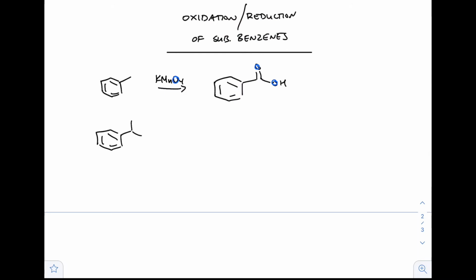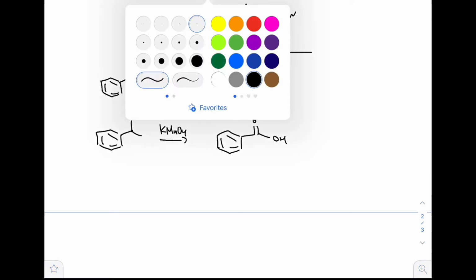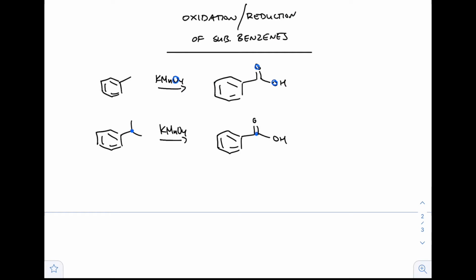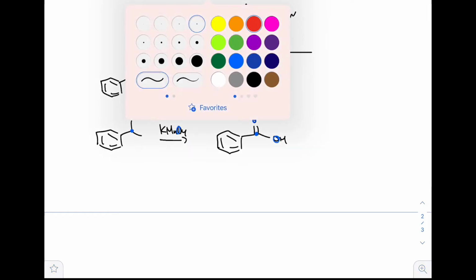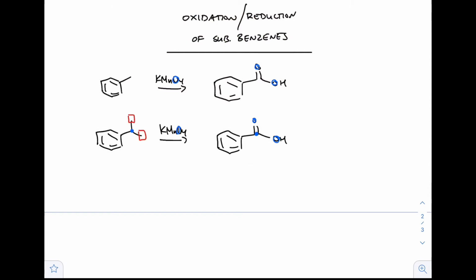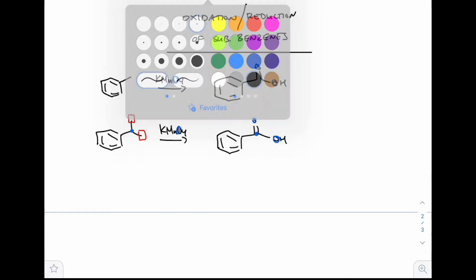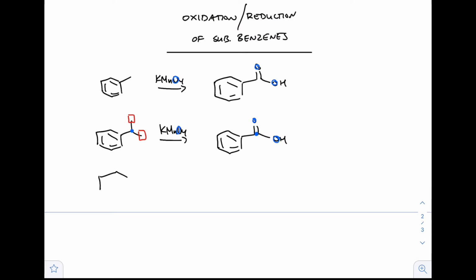Okay, and let's see, we've got isopropylbenzene. We'll hit that with potassium permanganate too, and we get the same exact carboxylic acid. So this is important because notice we have the blue carbon, which is the carbonyl. That's the benzylic carbon. And the red ones that are boxed are gone, so those are no longer around. You need to make sure that you're aware that these guys leave.